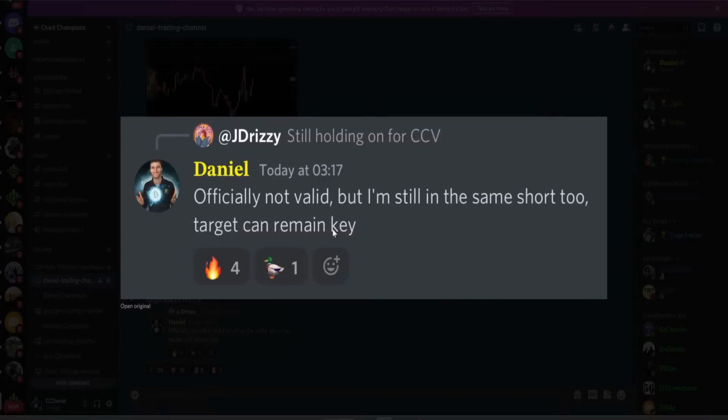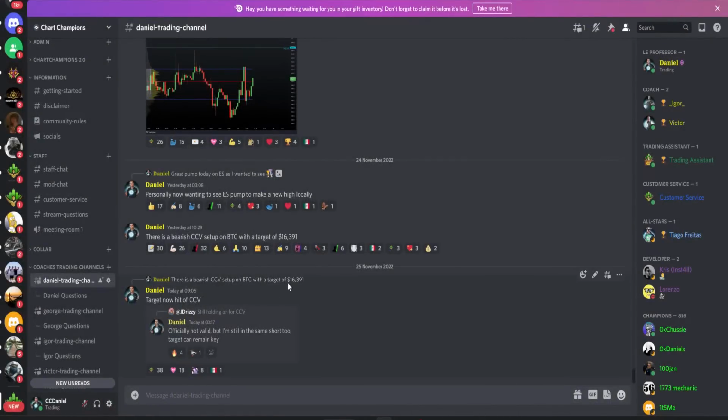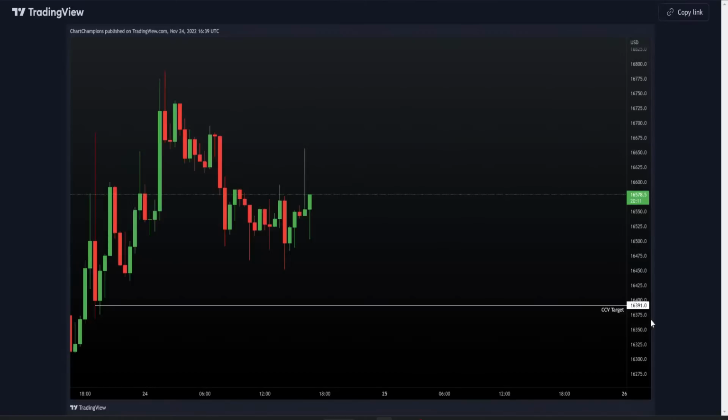The target can remain key. Remembering what was the target? It's $16,391. All right, this is a visual view of what that looked like at the time. Obviously, seen a bit of a wick to the upside. That doesn't really scare or worry me. Staying in the short for the CCV target.